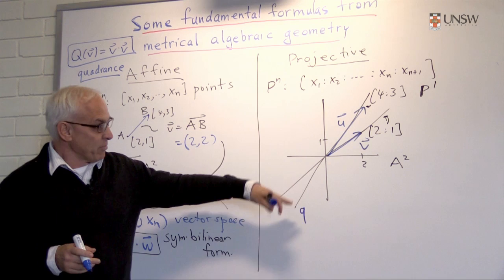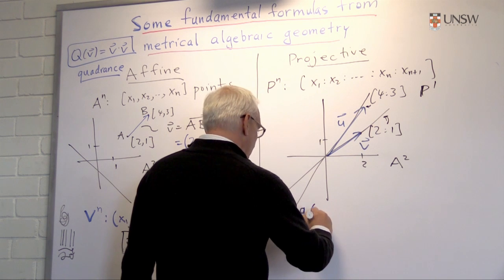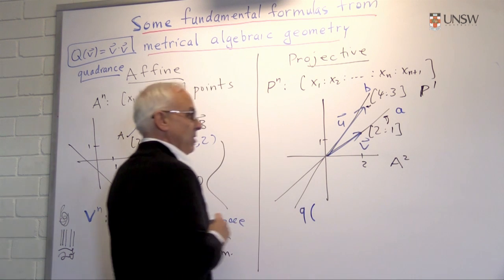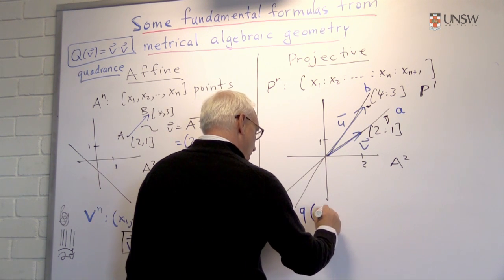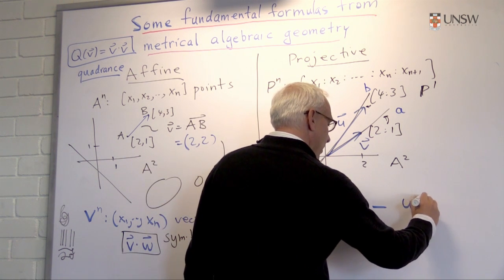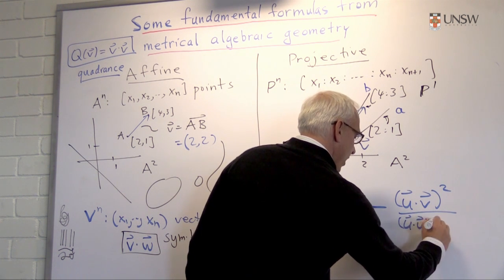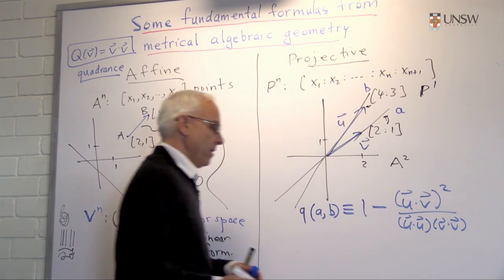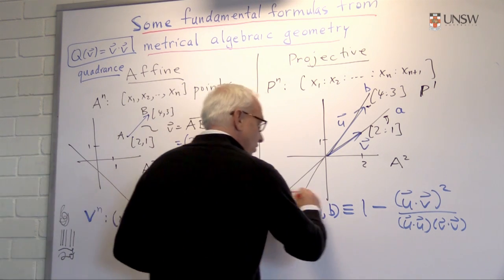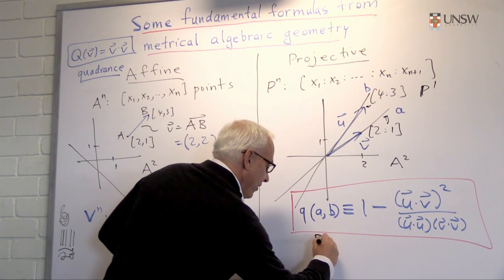And over here, the corresponding projective object is going to be a projective quadrance. So let's say these are two points A and B in our projective space. So let's define the quadrance between A and B to be 1 minus (u dot v) all squared over (u dot u times v dot v). Okay, so this is how we're going to introduce metrical structure in the projective setting. We'll call this projective quadrance.